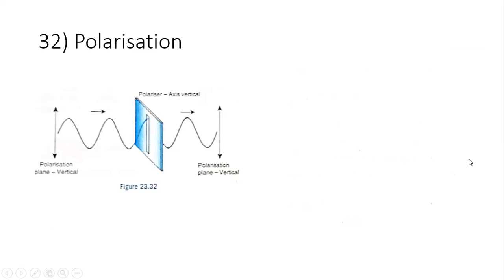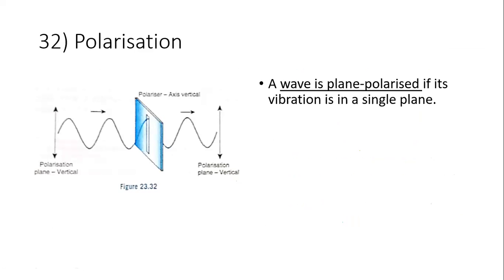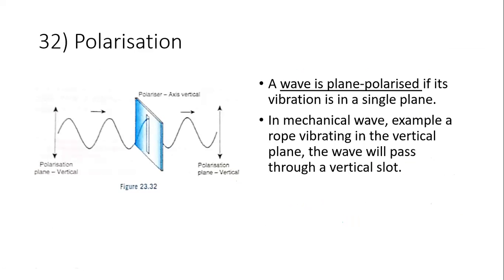Okay, let's make a start. Polarization. A wave is plane polarized if its vibration is in a single plane, like the diagram is showing. In a mechanical wave, for example a rope, the rope vibrates in a vertical plane. You move the rope up and down. The wave passes through a vertical slot. If it's plane polarized, vertical, it will pass through the vertical slot.